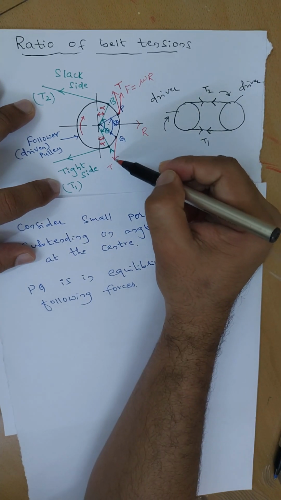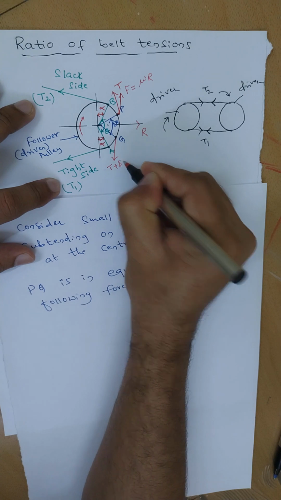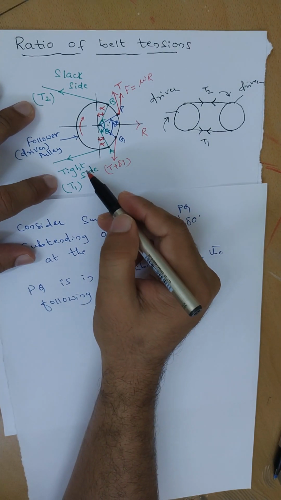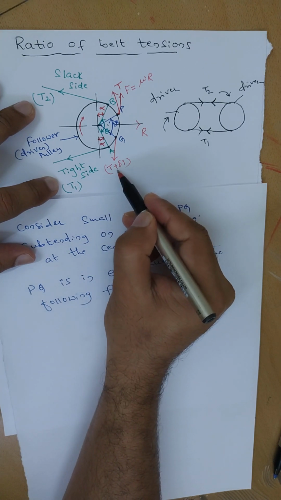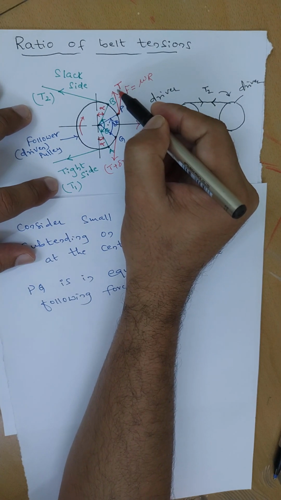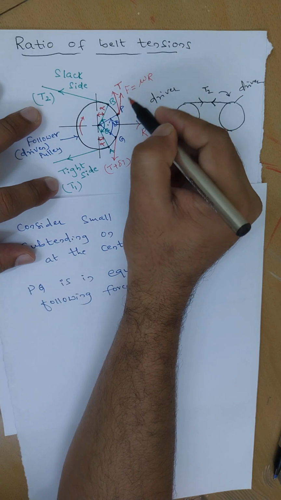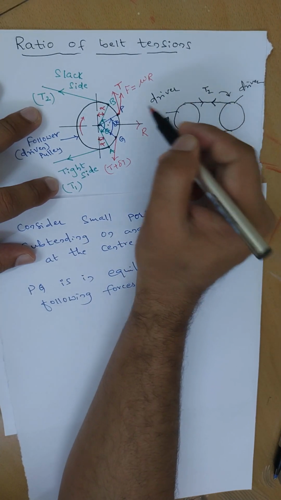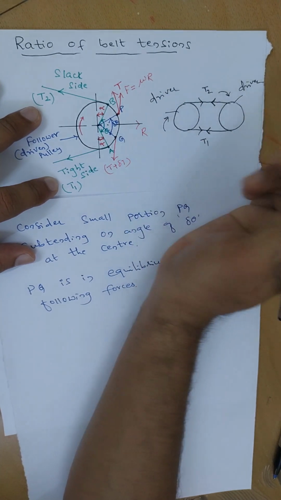So these forces: here it is T plus delta T. Why? Because the tension is more here on the tight side. So that's why T plus delta T is acting here, but on the slack side it is T. These two tensions, one reaction and one frictional force, these four forces will be acting on the small portion PQ of the curve.